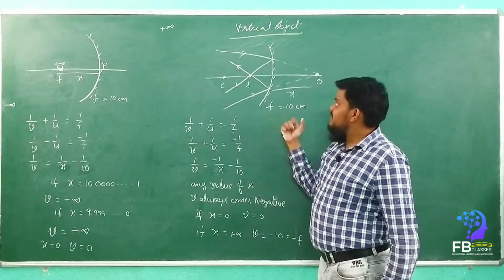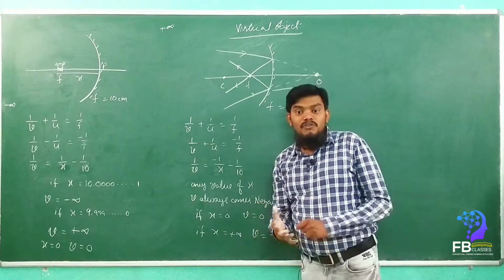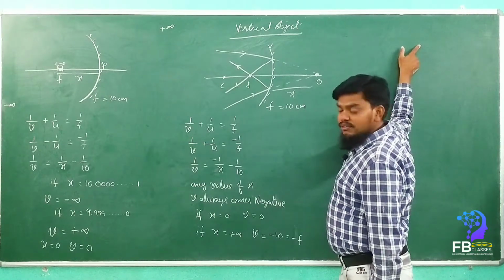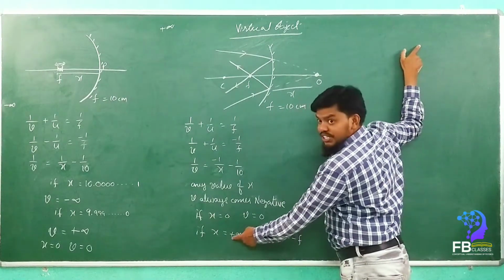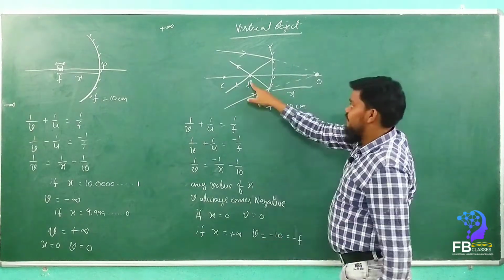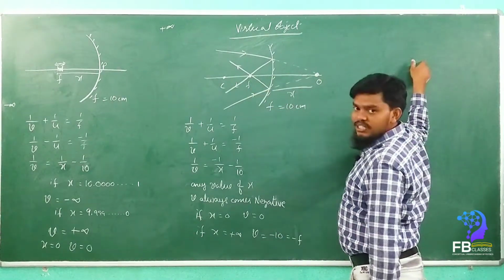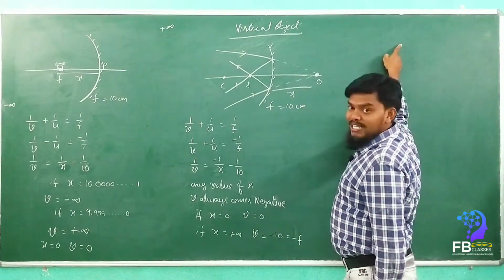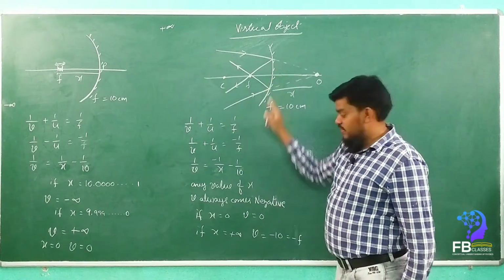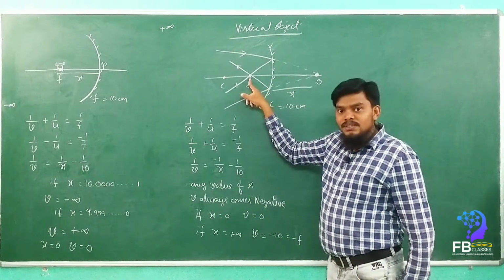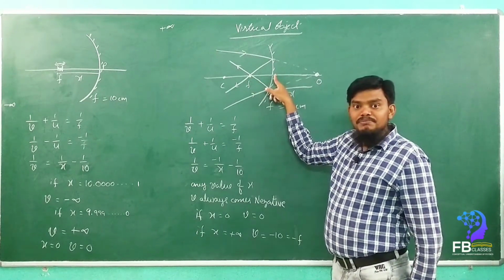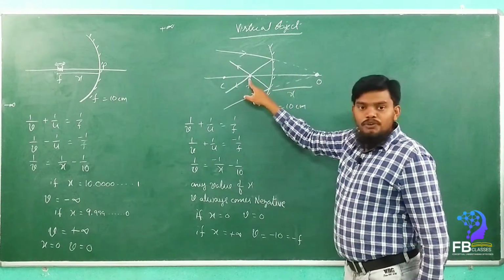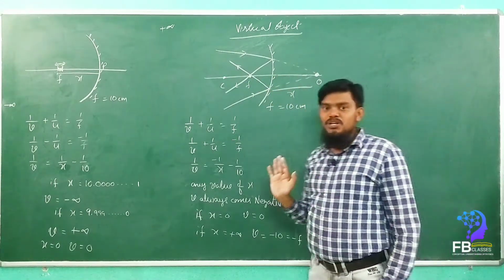Then by this diagram, when we speak about the virtual object, see here, when the object is placed at plus infinity, where will the image form? At f. When the object is moved from plus infinity to the pole, the image will move from f to p. When the object is moved from infinity to the pole, the image moves from the principal focus to the pole. That is the conceptual understanding here.